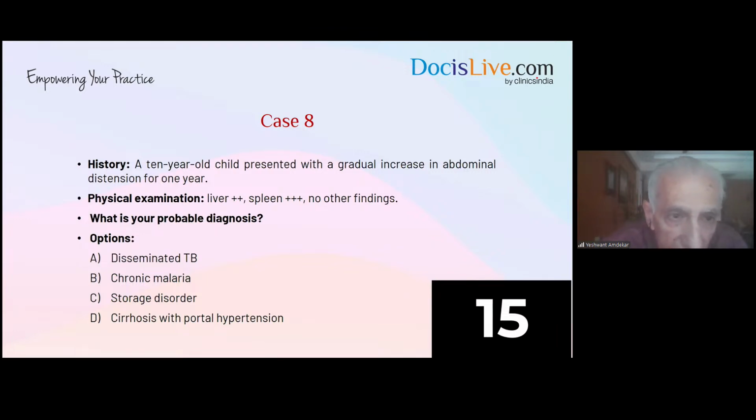And this is again a child who presented with increasing abdominal distension for 1 year, gradually increasing. Take a note of that. On physical examination, there is a large liver, but the spleen is even larger. There is no other finding. There is no icterus, there is no pallor, no vein, nothing. And your choice is disseminated TB, chronic malaria, storage disorder, or cirrhosis with portal hypertension.